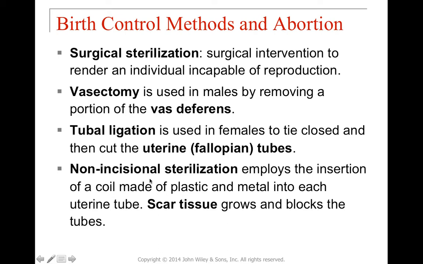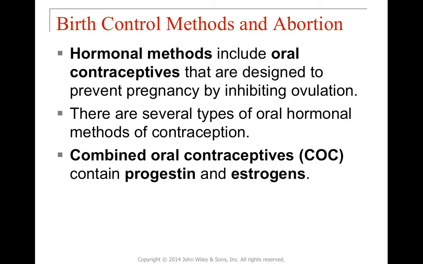And then another method for females is a non-incisional sterilization, and it's called scarification, and they send in a long coil that has sharp metal and plastic into each of your uterine tubes and kind of twist it a little bit until it ends up damaged, and then scar tissue grows in and blocks these tubes. These are very delicate structures with very small openings, so it's pretty easy for that scar tissue to grow in and block the tubes. We also have hormonal methods.